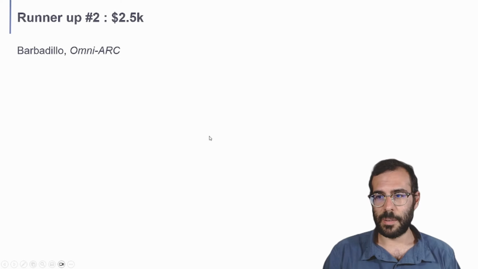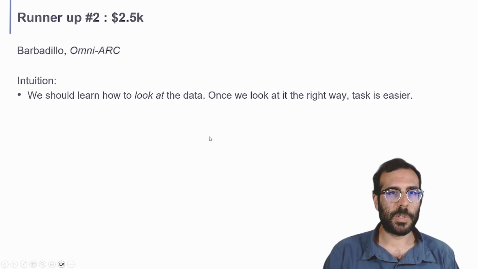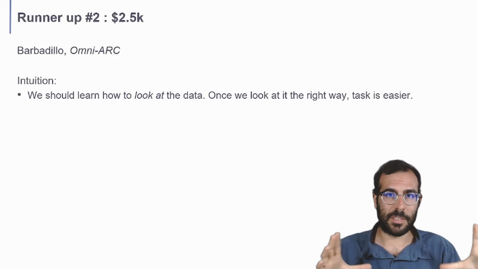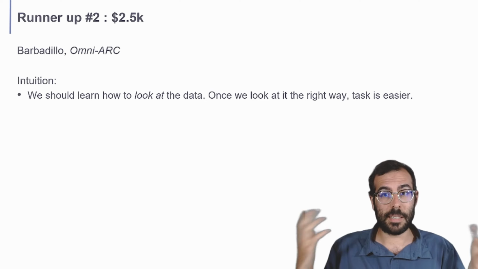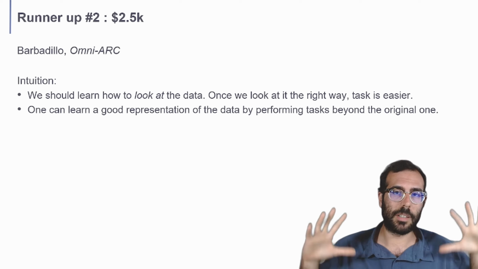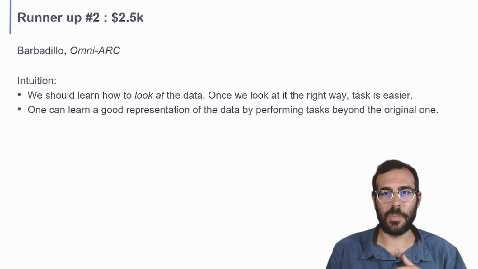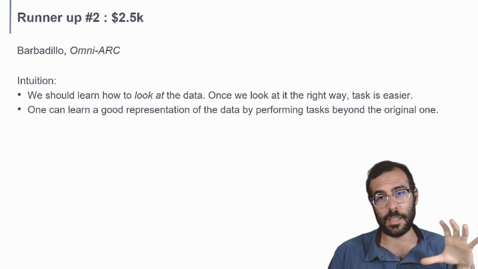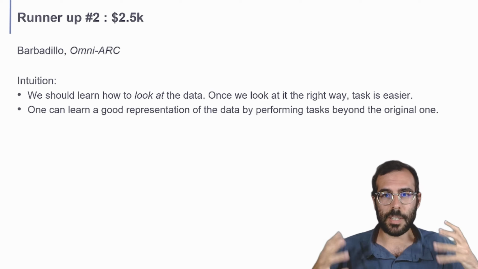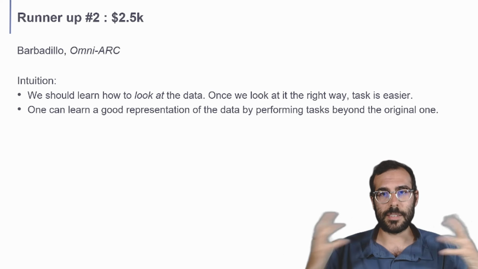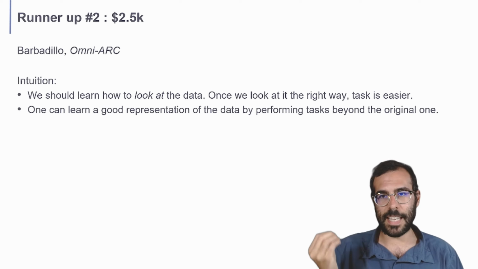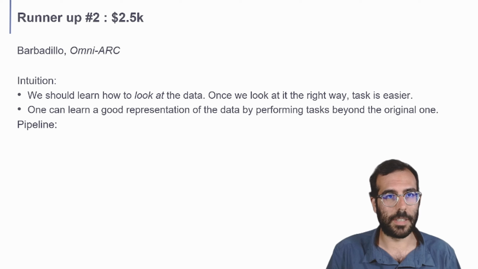Then we have OmniArc by Barbadillo. The intuition here is that in order to solve ARC tasks, we should learn how to look at the data. Once we look at the data in the right way, the task becomes easier. So that means effectively that you want to learn a good representation of the data. And the way that the LLM can learn a good representation of the data is by not just solving one task with this data, but rather solving a bunch of tasks that across them require you to have a salient, nice representation of that data.